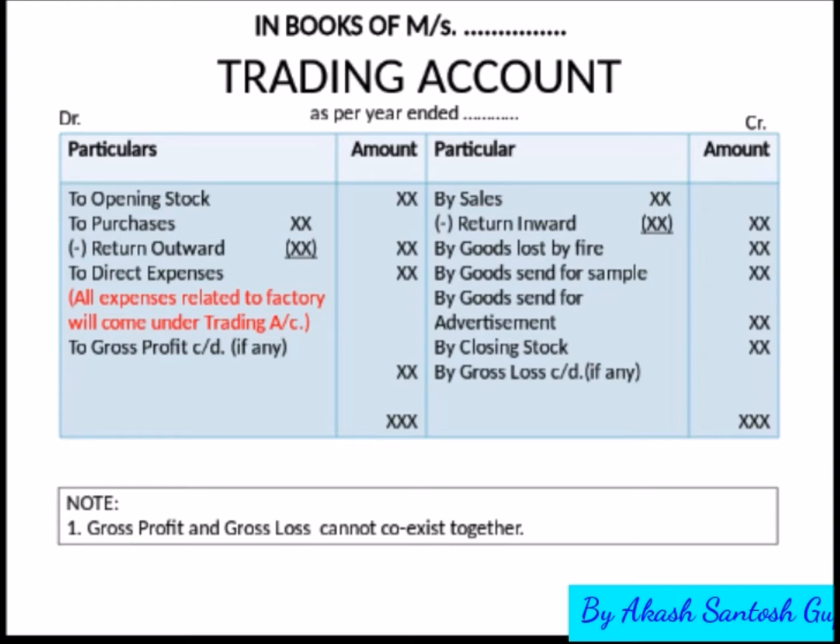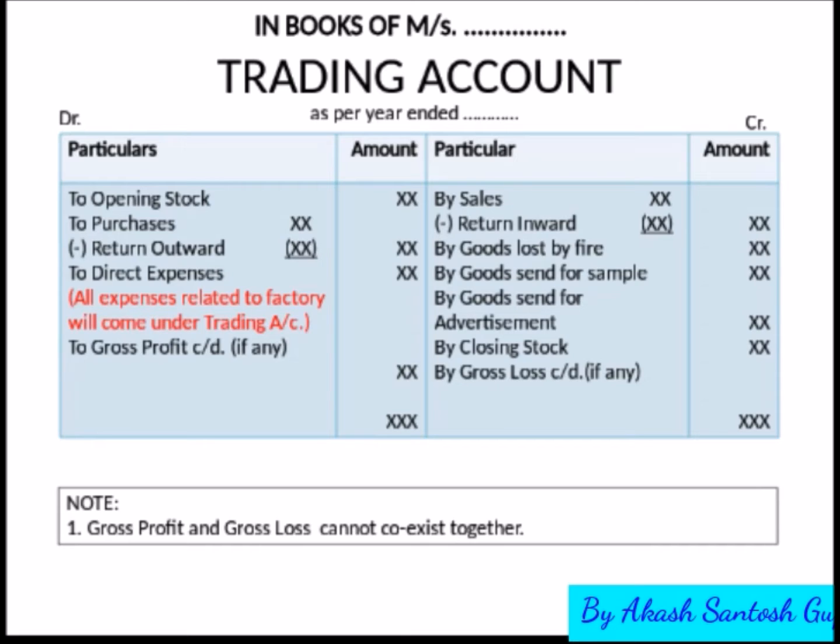Now friends, here in the debit record we will record all the expenses and goods purchased which are coming into the organization, whereas in the credit side we will write the goods sold or the goods which are going out of the organization. Now let us see what comes on the debit side. Firstly we have to write to opening stock, to purchases less return outward, which is purchases return, and to direct expenses, which are all expenses relating to the factory that come under the trading account.